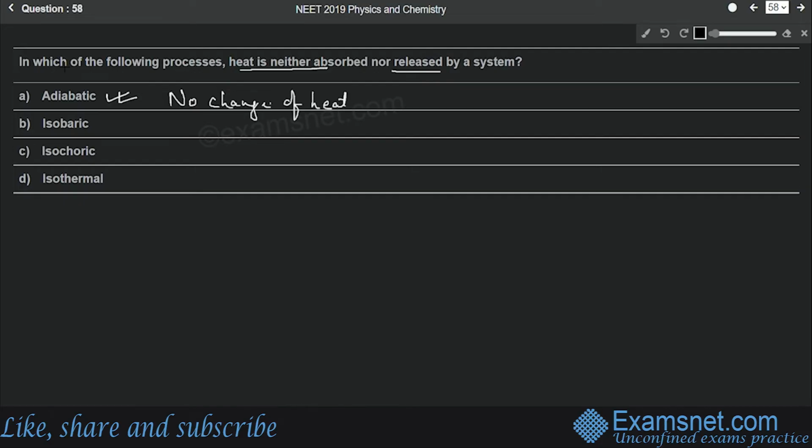If we talk about isobaric, then in this case no change of pressure takes place, that means pressure remains the same. In isochoric, volume remains the same. And in the case of isothermal, the temperature remains the same. So according to the question, the correct answer will be the first one, adiabatic.